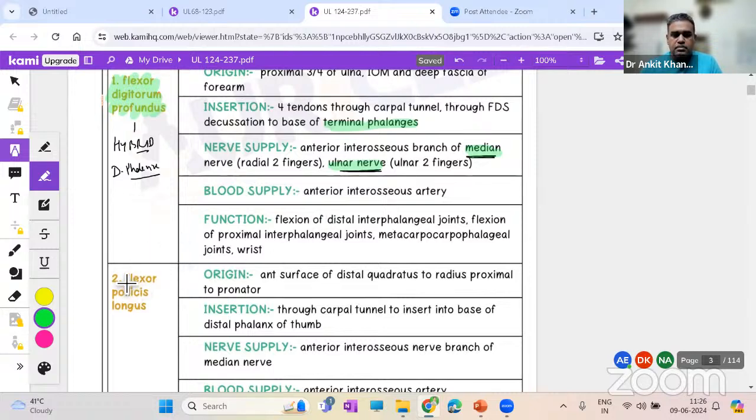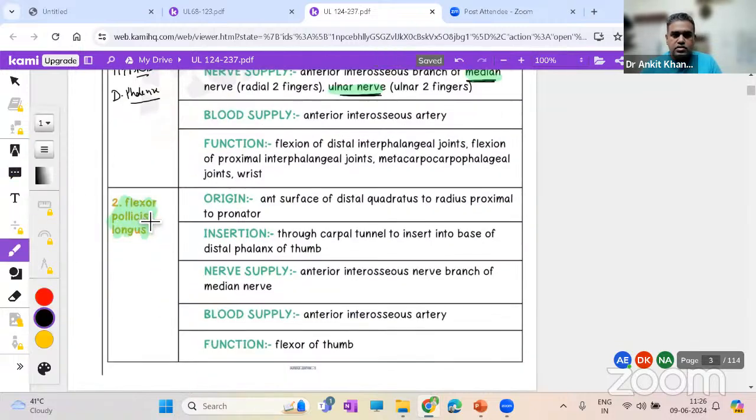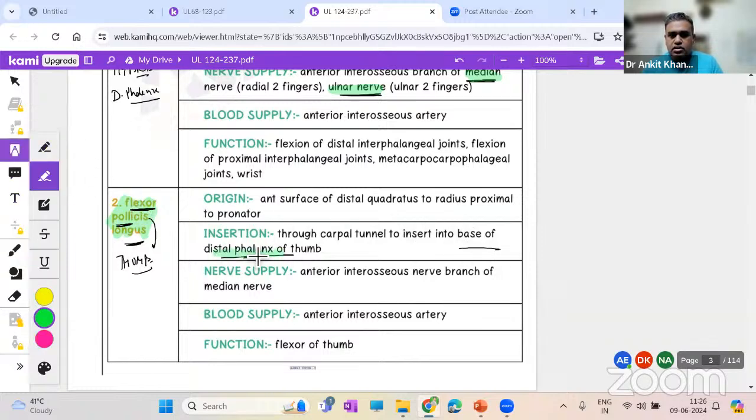Now, second, the deep muscle is flexor pollicis longus. Now, the word pollex over here, it means what? The pollex means the thumb. So, you have a long muscle going to the thumb, which is on the flexor aspect, simple as that. As I said, the name of the muscle itself is a big knowledge. So you can see it is going where? To the base of the distal phalanx of thumb. Okay, so going to the distal phalanx of thumb.